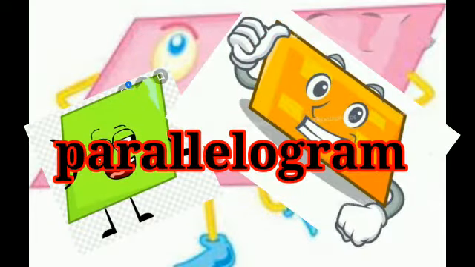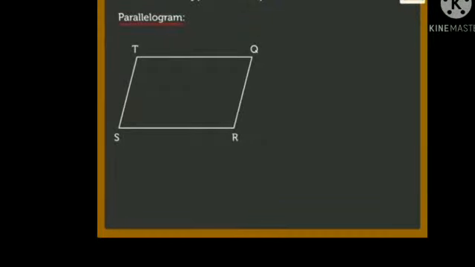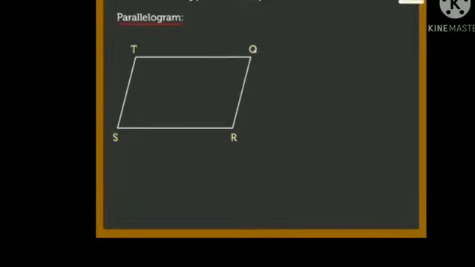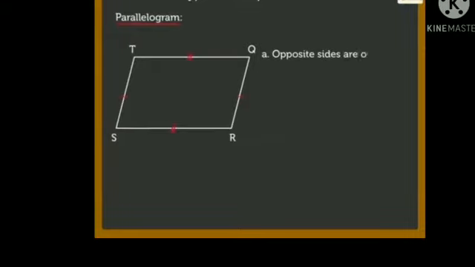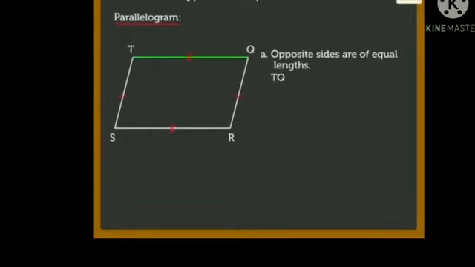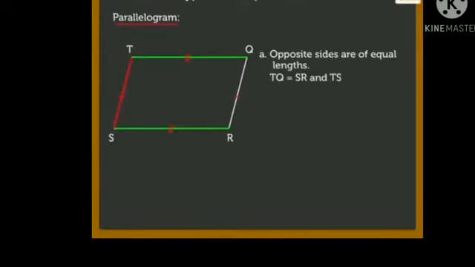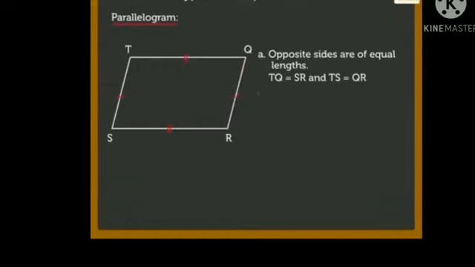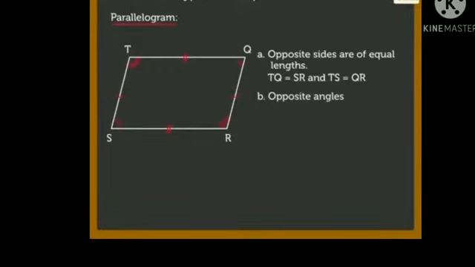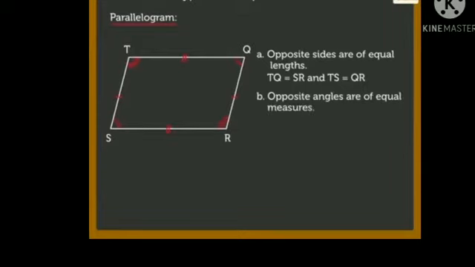Parallelogram. Now let's discuss the properties of a parallelogram. Consider parallelogram TQRS. A. Opposite sides are of equal lengths. That is, TQ is equal to SR. TS is equal to QR.